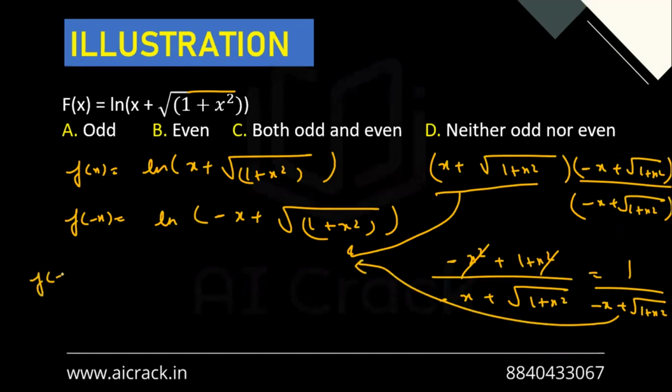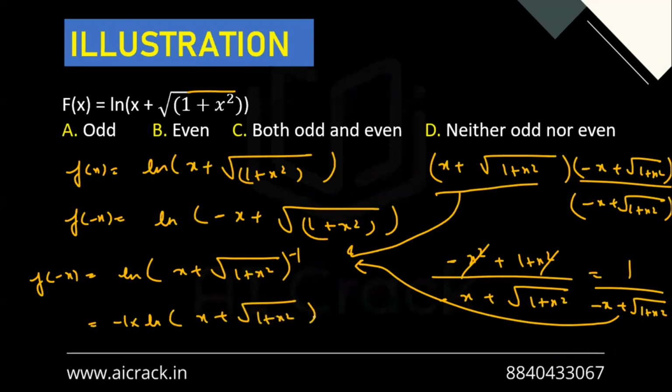Now what we got, f(-x) equals ln. I can write this as this raised to power minus 1, right? (x plus under root 1 plus x square), this raised to power minus 1. Now we know the property of log that if we have something in power, it can get carried over here. So this is minus 1 into ln of (x plus under root 1 plus x square). Now this is nothing but minus f(x). So we got this as an odd function.